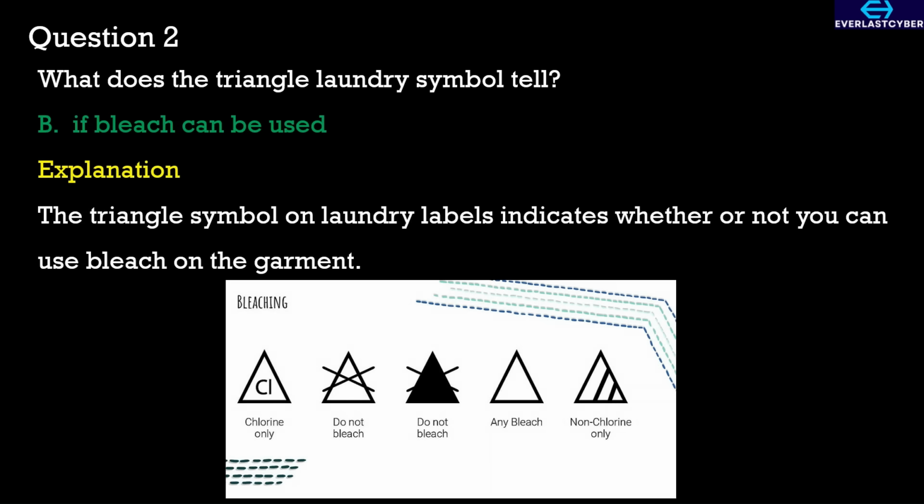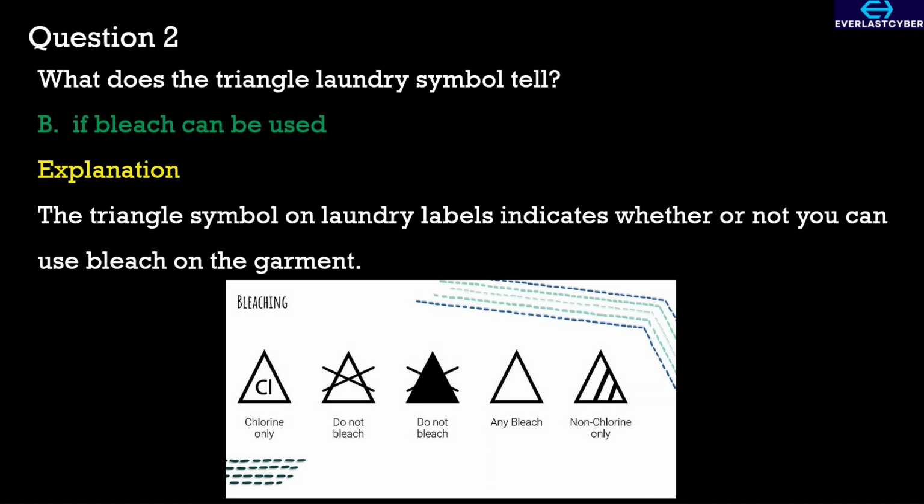For this, we'll be going with option B. The triangle symbol on laundry labels indicates whether or not you can use bleach on the garments. There are different variations of the triangle. Some can be empty, some can have lines, and some are crossed out, and this provides a more specific instruction about the use of bleach.